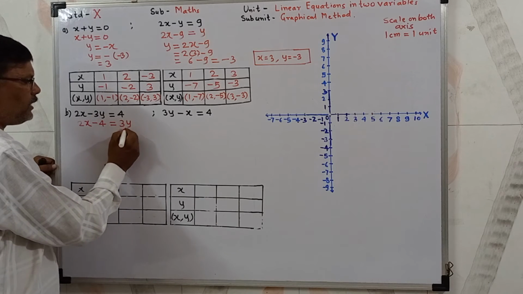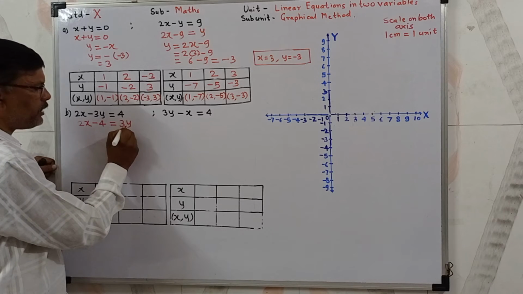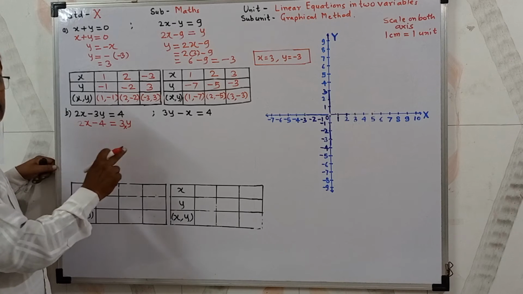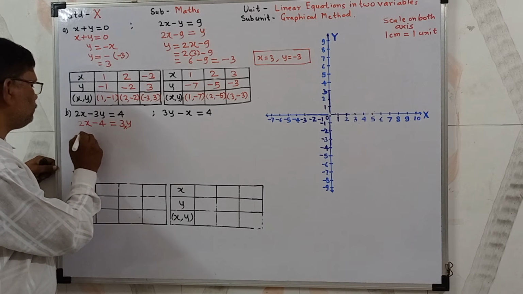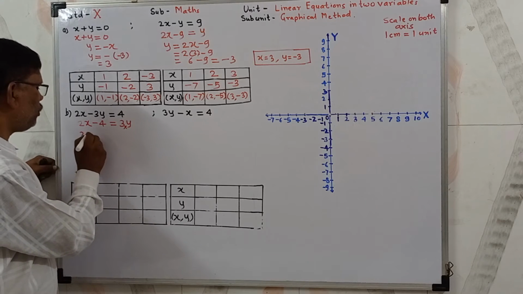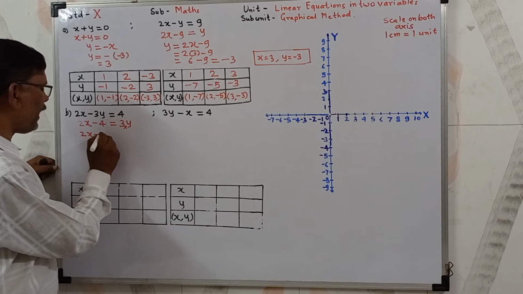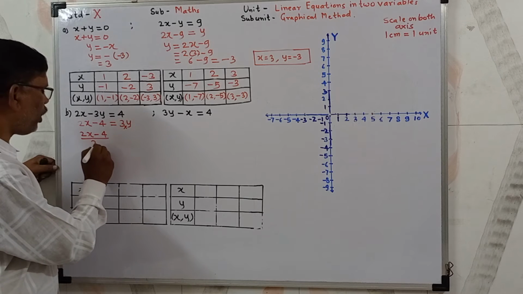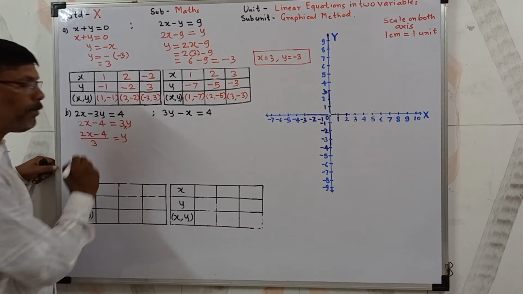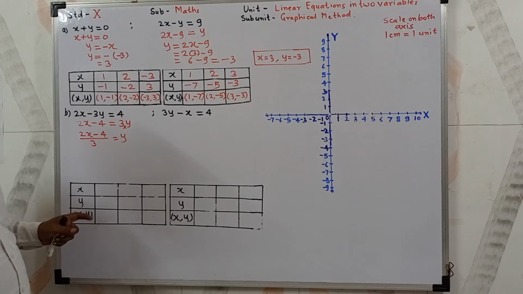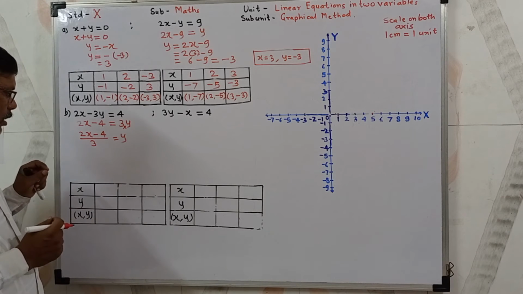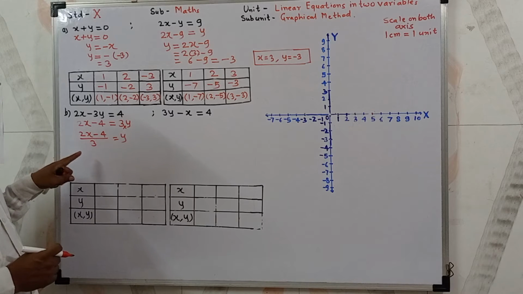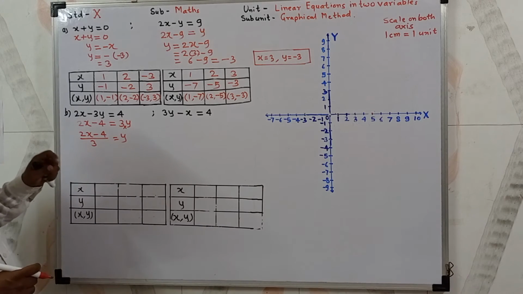Then listen here, 3 is multiplied with y. So when it comes to this side, it becomes a divider. So what is the value of y? That is (2x minus 4) upon 3. This is the value of y. Understood? So now we must put the value of x and find out the value of y.